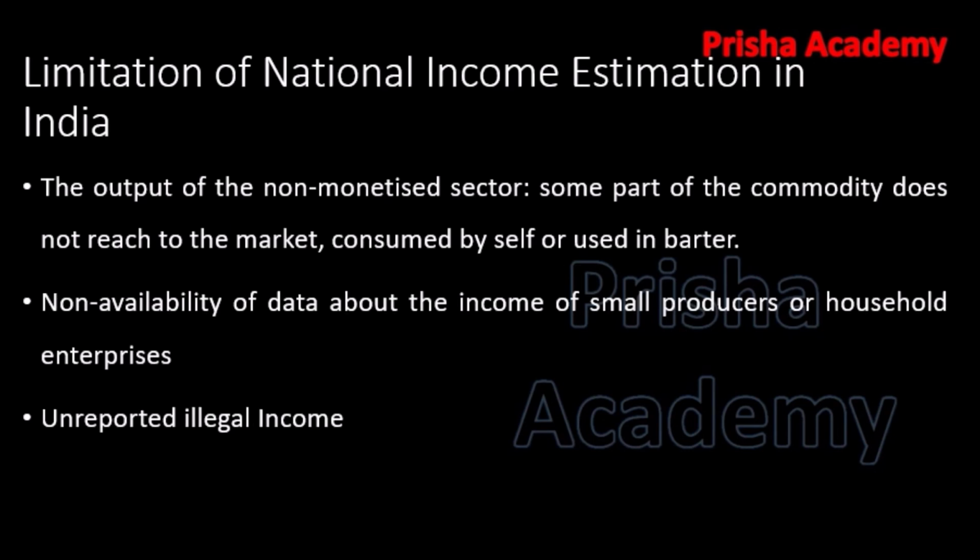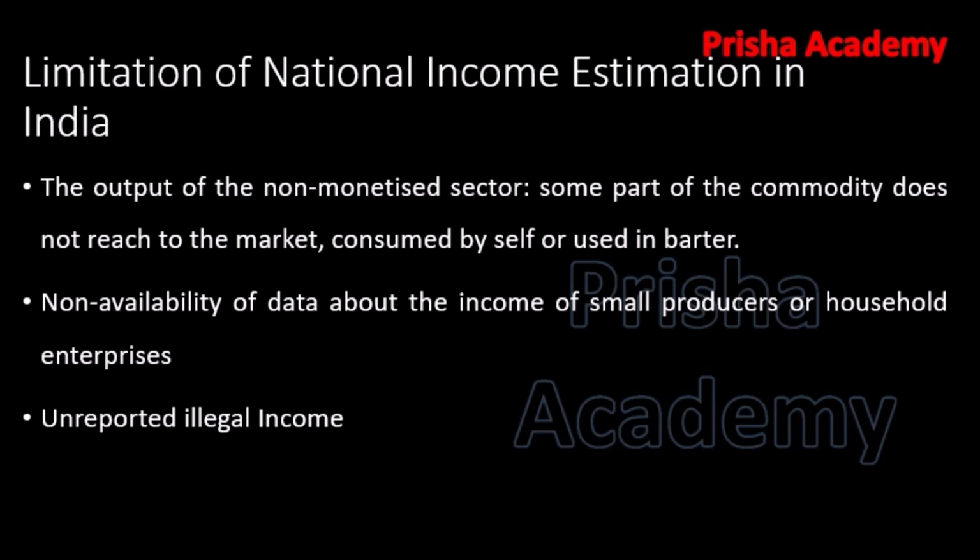Next we come to the limitations of national income estimation in India. First is the output of the non-monetized sector. Some part of the commodity does not reach the market, and is consumed by self or used in barter systems, so it does not get into the market, and the value of these goods and services is not included in the GDP. This results in a lower amount of net national income.